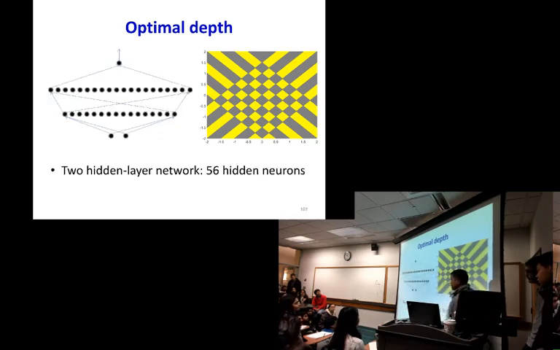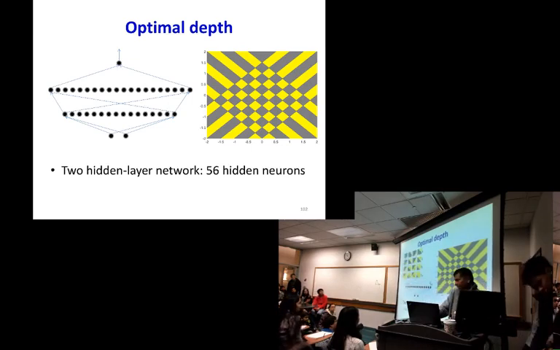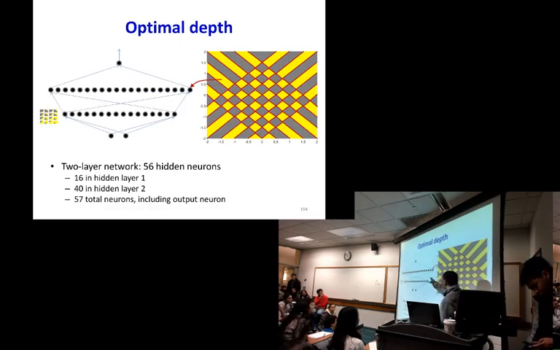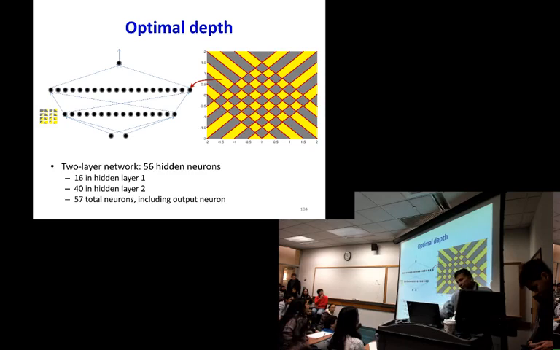Why? Because the entire thing is composed of 16 lines. So I need 16 units in the first layer to capture each of these lines. And then in the next layer, for each of these boxes, I'm going to need one of these neurons. This is how we can do boxes with the lines, correct? And then I can OR them. And so here with 56 hidden neurons, 16 in the first hidden layer, 40 in the second layer, and 57 total neurons including the output, I can actually produce this using 2 hidden layers, right?